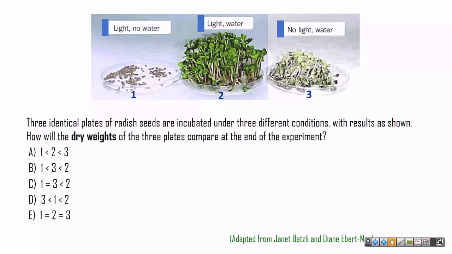3 is actually going to be less than the dry weight of 1 because 3 is also undergoing cellular respiration, so it's burning sugar. Therefore, it's going to ultimately be lighter than the dry weight of number 1, because that hasn't done anything metabolically. So it's 2. Yeah.